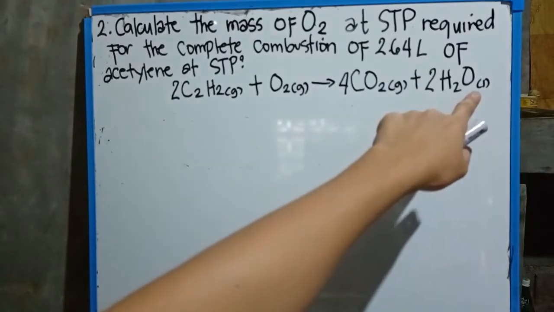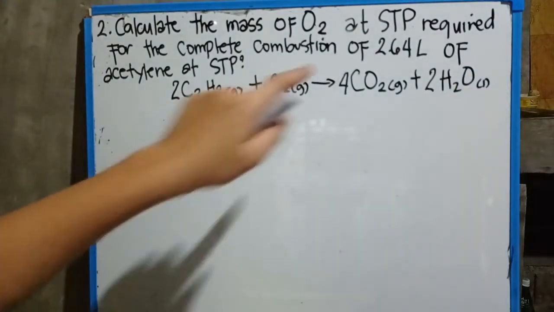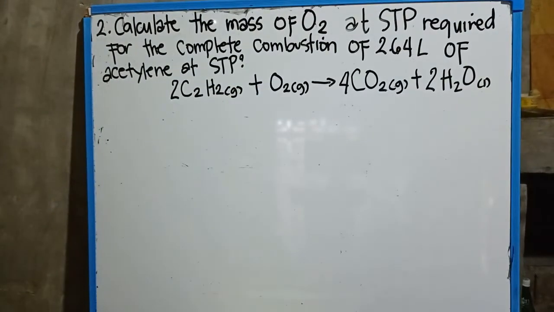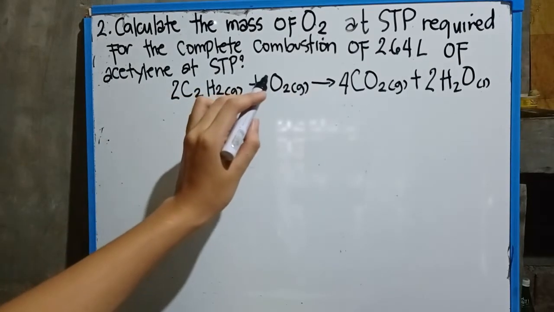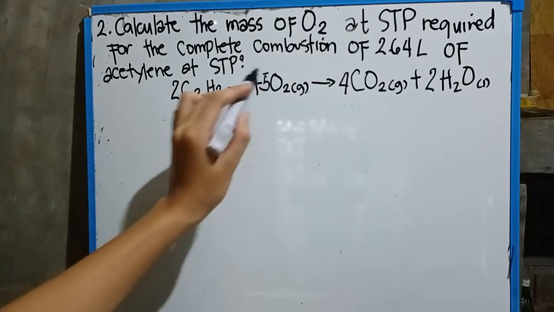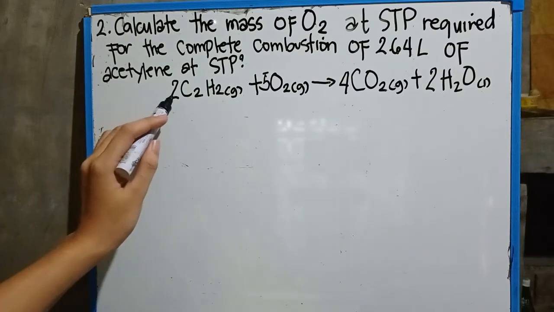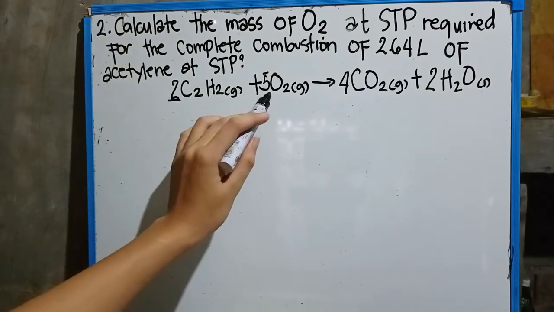So here 2 times 1, 2. Here 2 times 2, 4. So we have 10 oxygen. So dali na lang, since natay 2 diri, we'll just write the 5 para mabalance siya. So balance na.